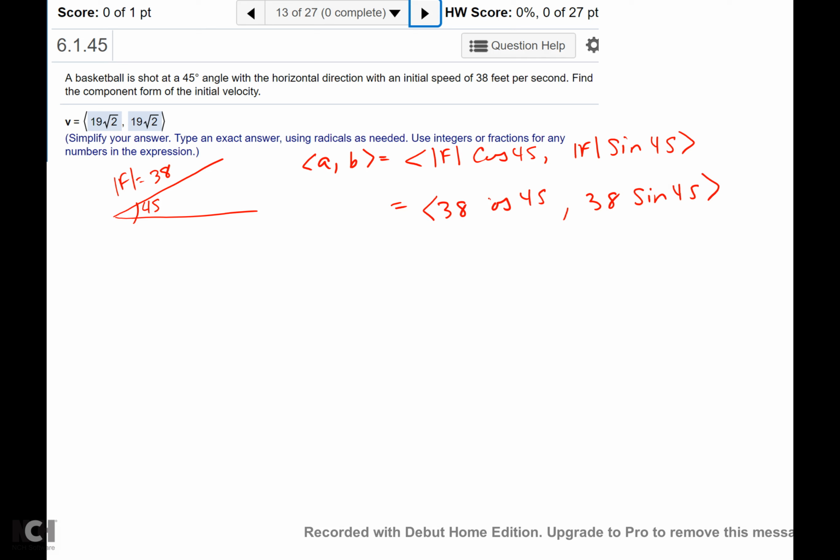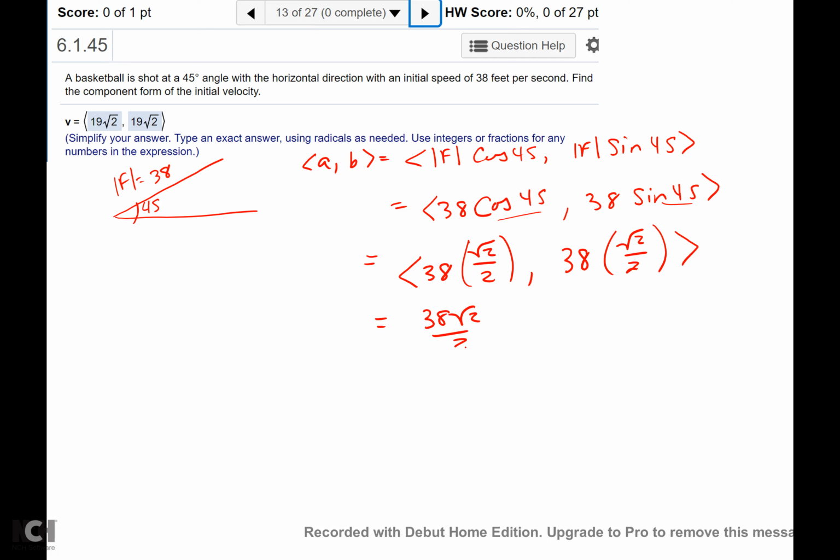Now, you could use a calculator and go decimal, but you can see that they want their answers in simplest radical form. This is in the unit circle, so if you go to 45 degrees and take cosine, you get square root of 2 over 2. Same if you take sine of 45, square root of 2 over 2. So that becomes 38 square roots of 2 over 2, and 38 square roots of 2 over 2. If you reduce the 38 by 2, you get 19 square roots of 2, 19 square roots of 2. There are my vector components for that basketball shot.